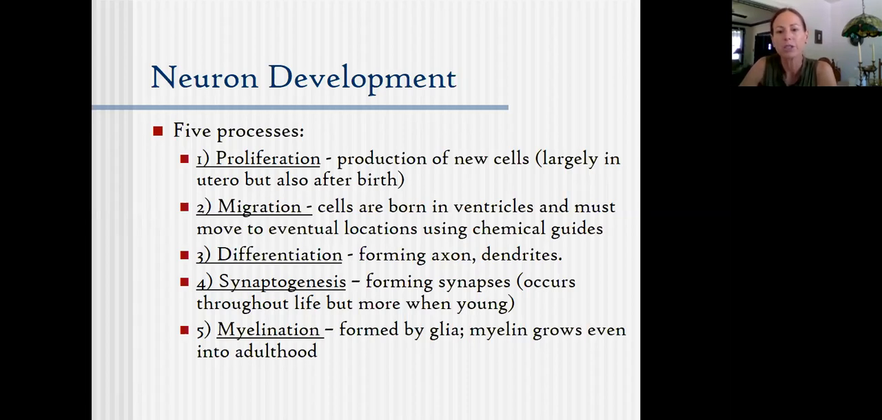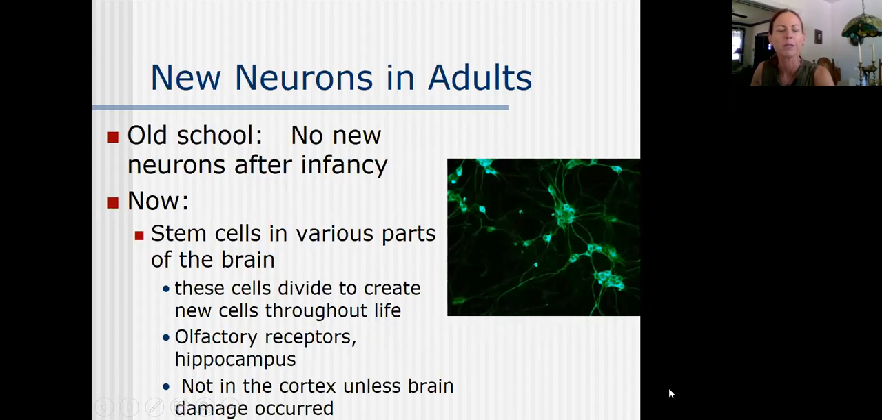And then myelination is just the growth of myelin along the axons, and that is formed by glial cells. If you remember, in the first chapter, the glial cells in the brain and spinal cord are the oligodendrocytes, and in the peripheral nervous system, they're the Schwann cells. And the myelin is going to continue growing even in adulthood. We do get myelin growth as well. So some of these happen early, some happen a little bit later.